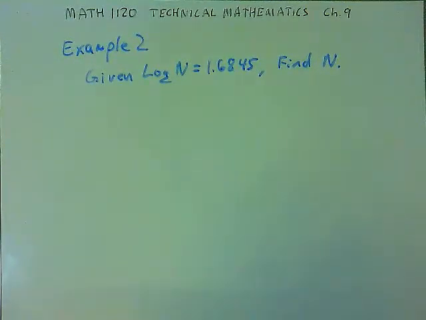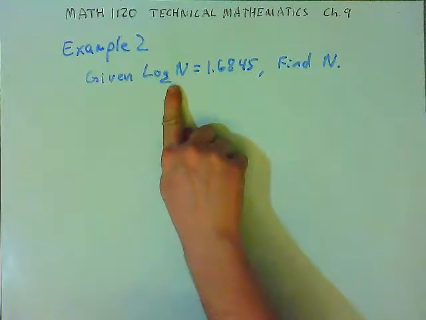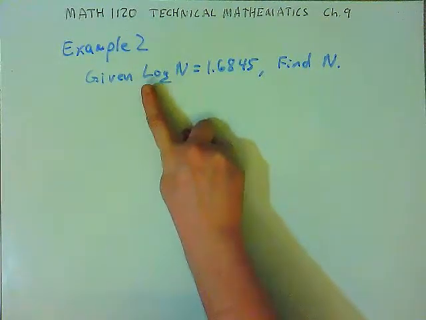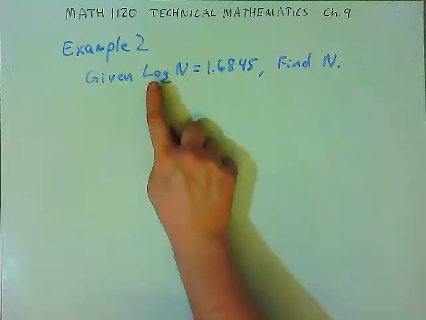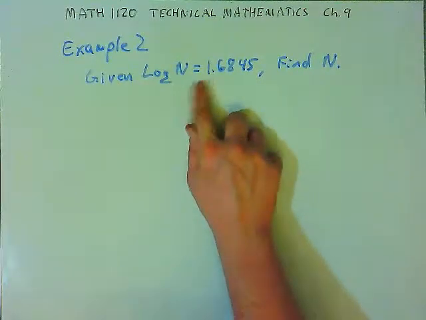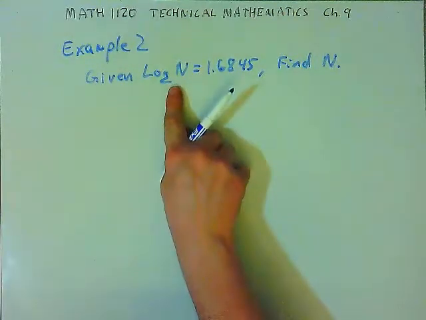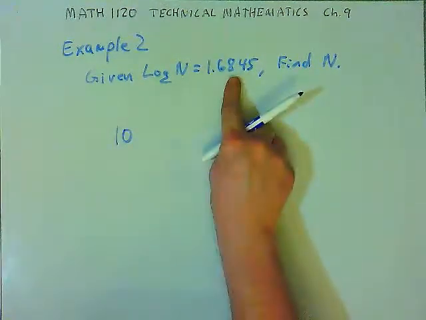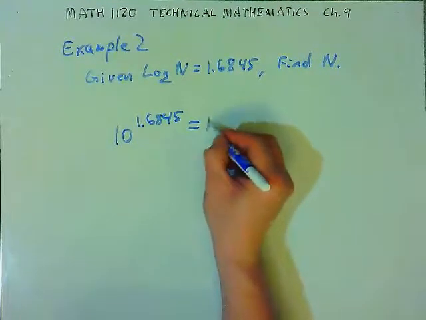This is example 2. It says, given that log n is equal to 1.6845, find the value of n. Again, we did not write a base here, so it's understood that this base is 10. In the last example, they told us log of some number and wanted us to find what that equals. This time they're telling us that log of some number that we don't know equals a number we do know, and to find n. In order to solve for n, we need to first rewrite this as an exponential. We know that the base is 10, the exponent is 1.6845, and this is going to be equal to n.